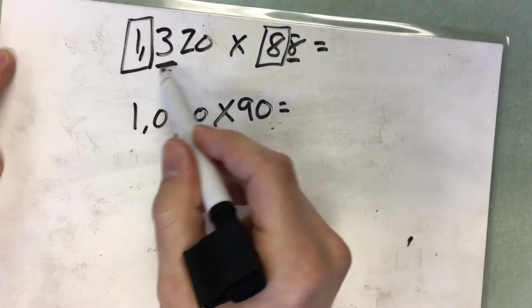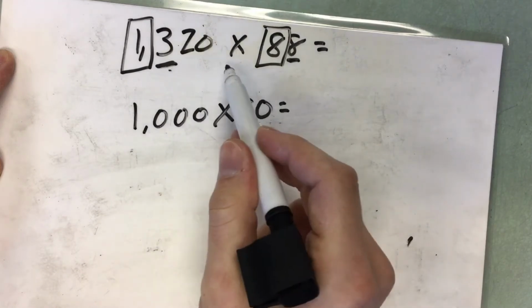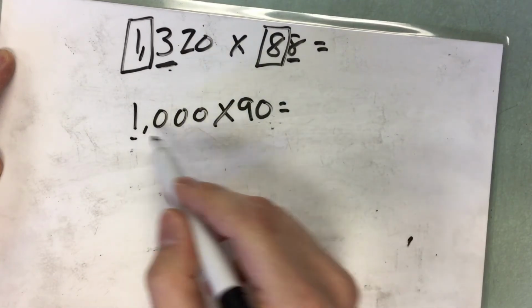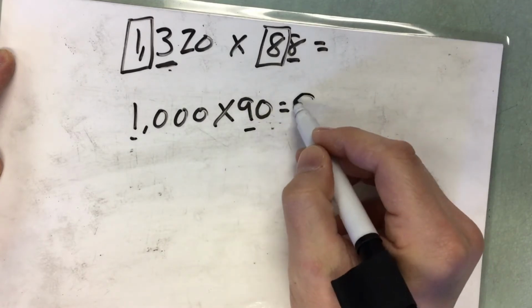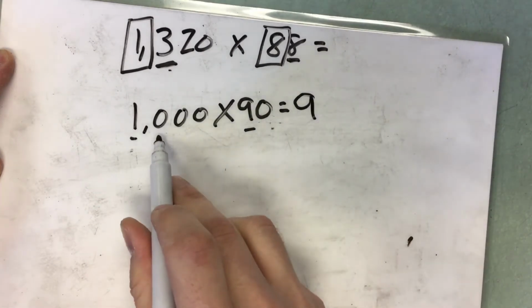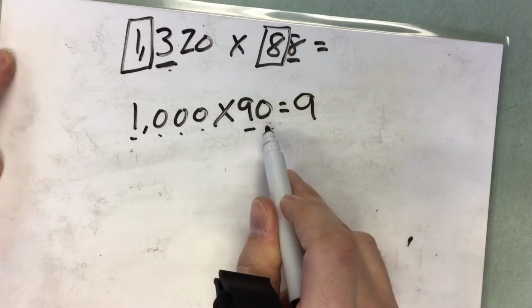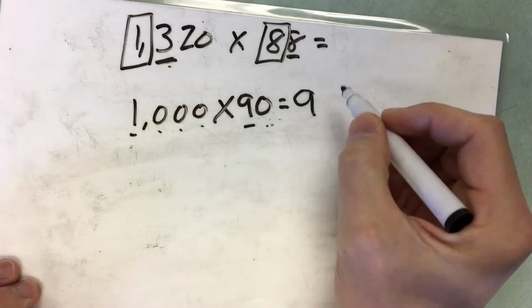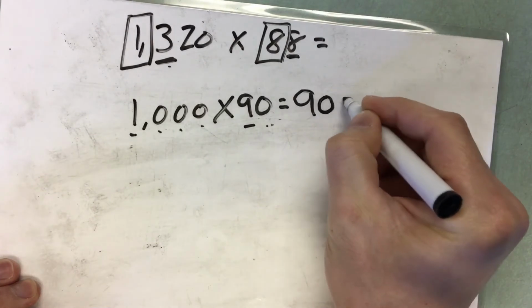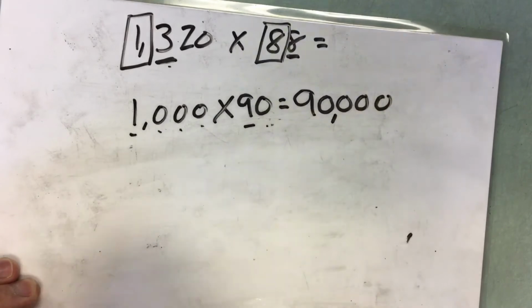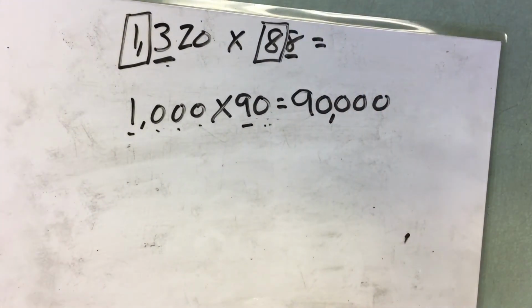So we've made basic facts out of 1,320 and 88. So now I can multiply 1 times 9, which is 9. And then I'm going to look at the number of zeros. I have 1, 2, 3, 4 zeros. So I'm going to add 4 zeros. 1, 2, 3, 4. So my answer becomes 90,000.